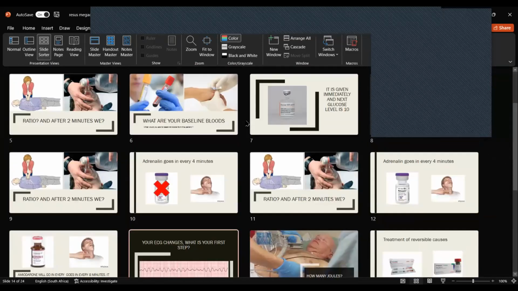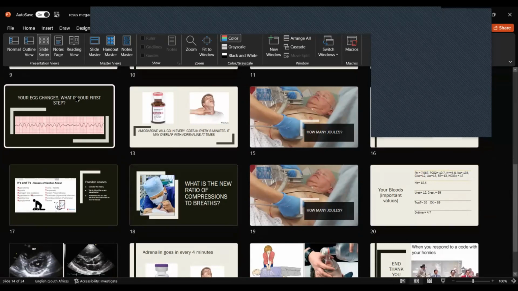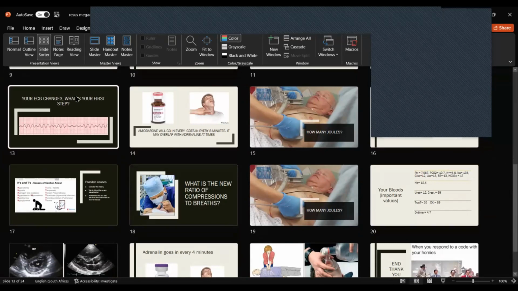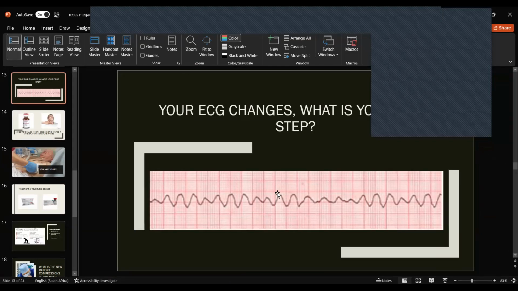Let's just see, we were here. Okay? So after we have done all of that, all of a sudden somebody alerts us to our ECG, and this is what we are seeing. Any idea what this is?